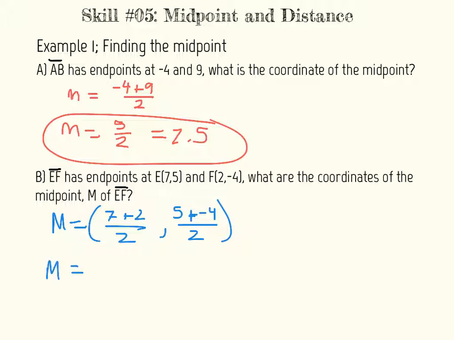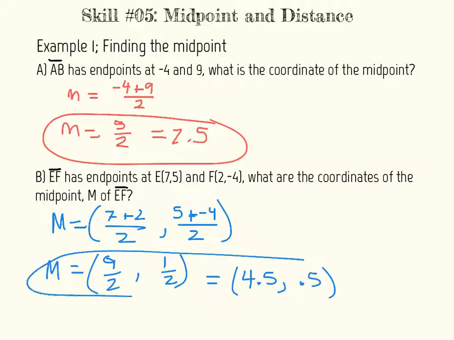So the midpoint is going to be 7 plus 2 is 9 over 2, and 5 minus 4 is 1 over 2. So you could leave it like that, or you could write it as 4.5, comma, 0.5. Either one of those would be correct for the midpoint.